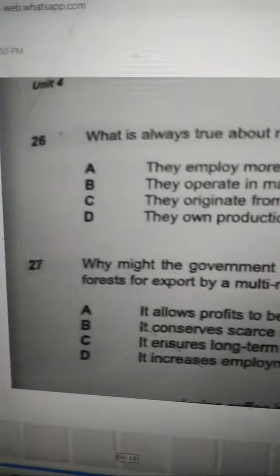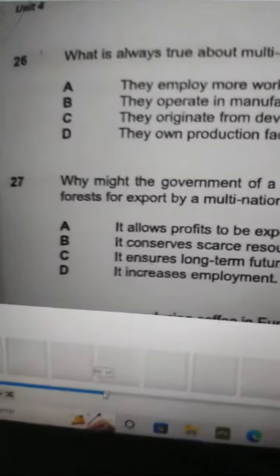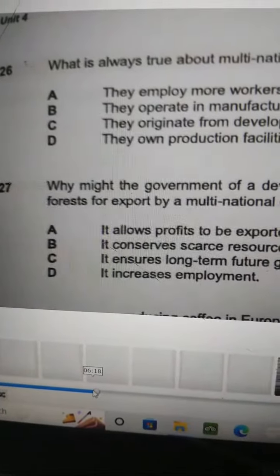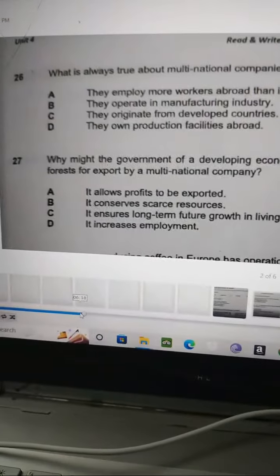Only 10. Take it. Now pick your answer for number 26. What is always true about multinational companies? Options are given. Only 10 seconds for this answer.